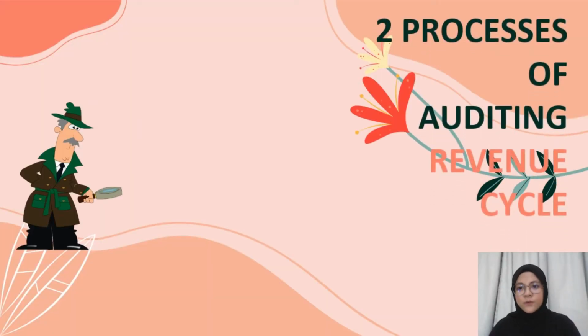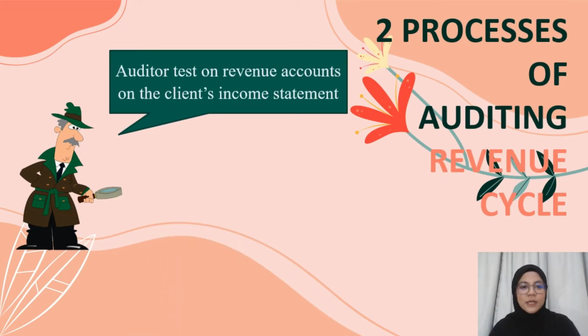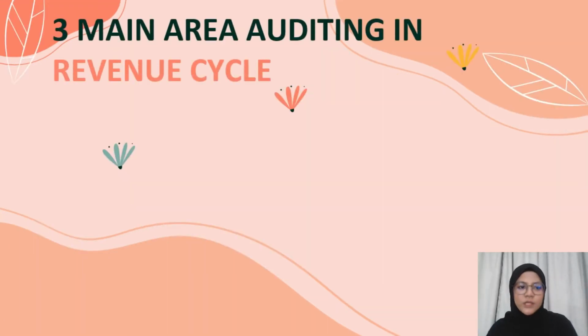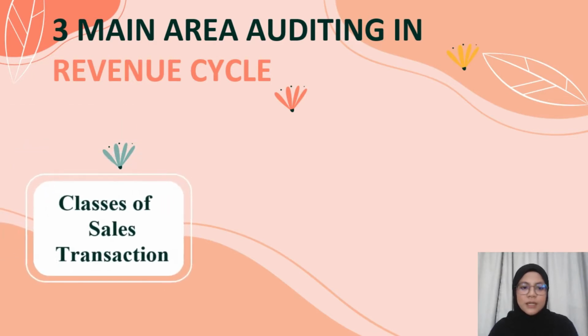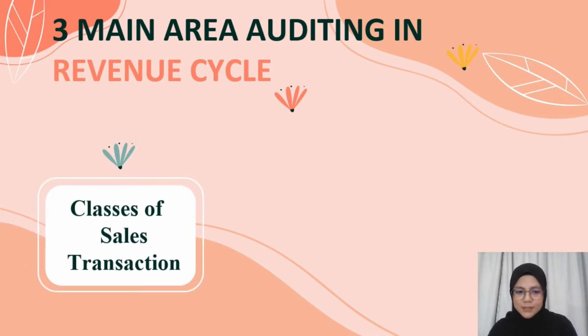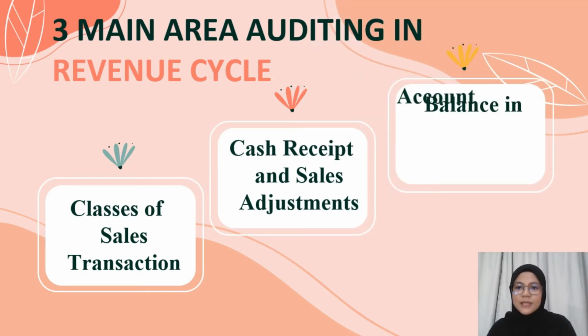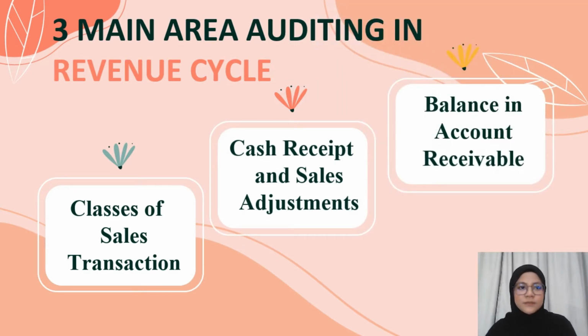So there are two processes of auditing revenue cycle. The first one is the auditor tests the revenue account on the client's income statement, and the auditor makes an examination of the accounts receivable in the balance sheet of the client. This chapter will discuss the auditor's task in three main areas, which are classes of sales transaction, cash receipt and sales adjustment, and balance in accounts receivable.